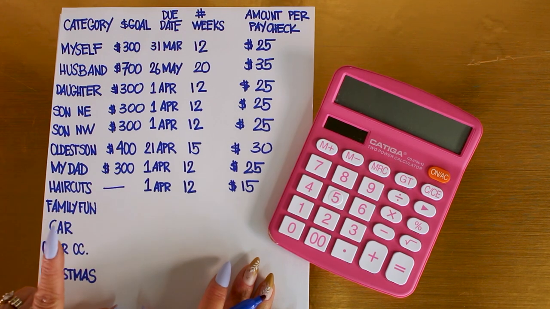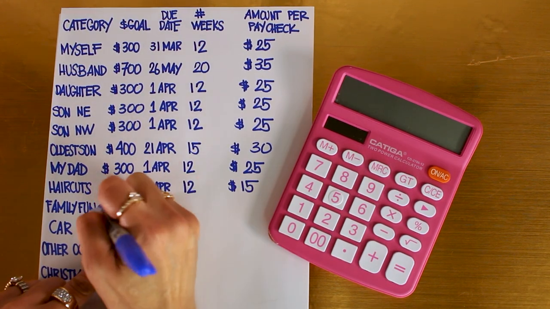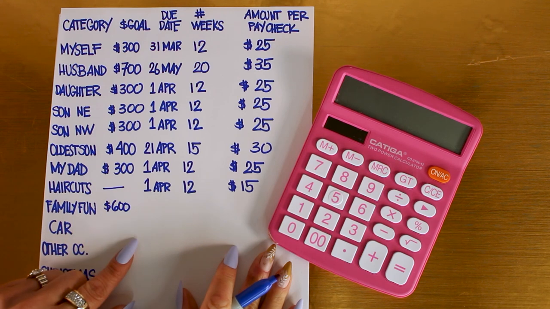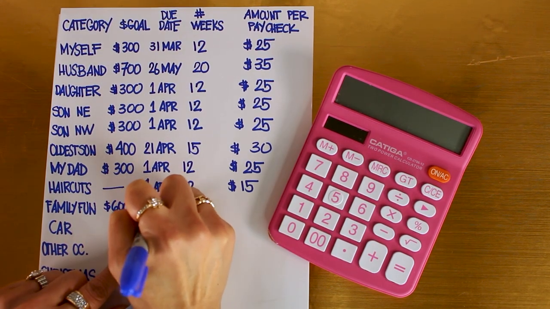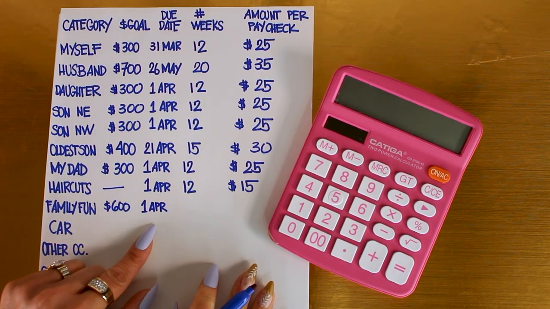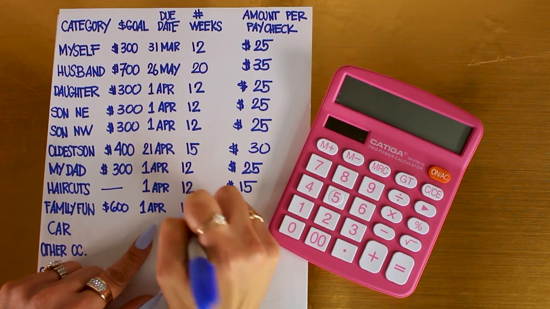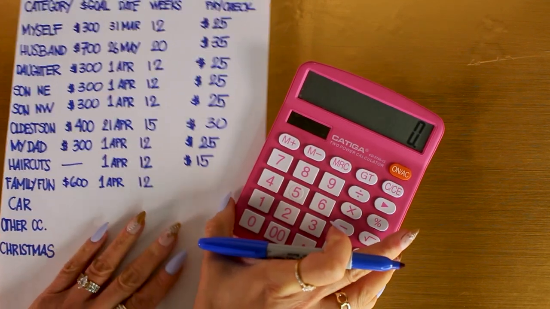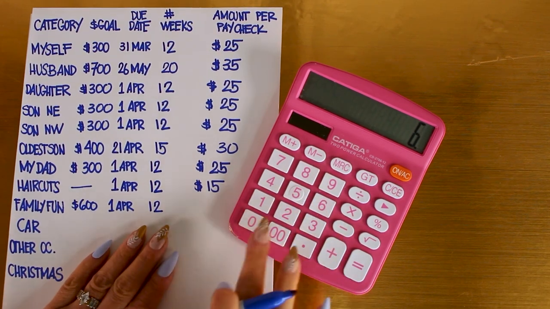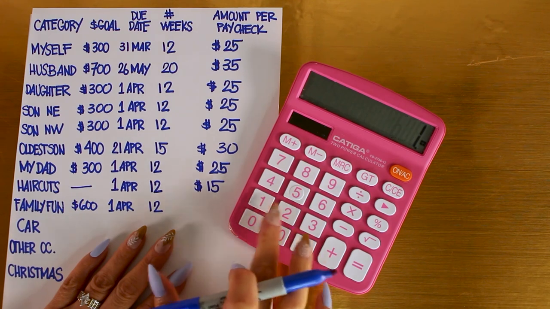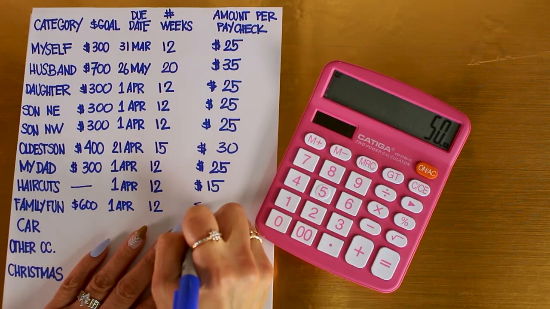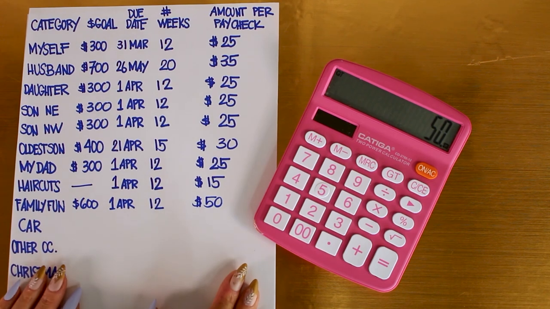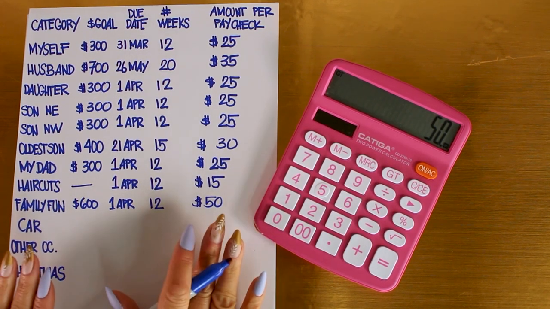Okay, so we're going to set an amount of $600. And I'm going to need this by spring. So April 1st, and that is 12 weeks from now. And let's go ahead and figure out the amount that we need to set aside per paycheck. So we have $600. You divide that by 12 weeks, and that's about $50. So whatever we don't use rolls over to the next quarter.